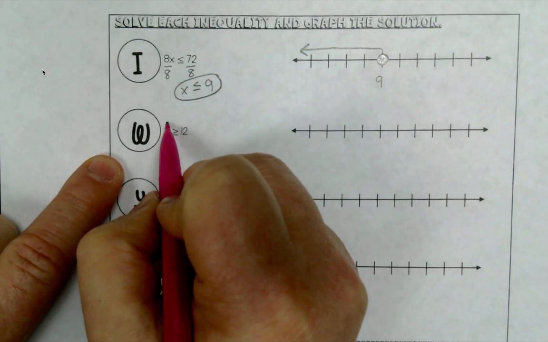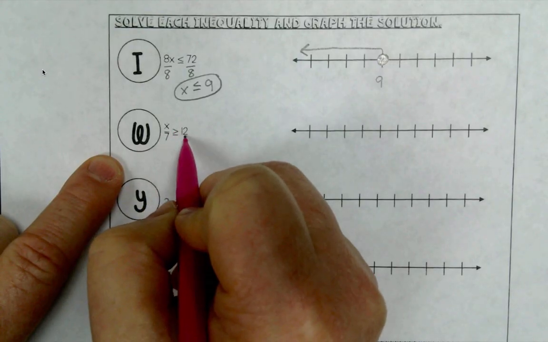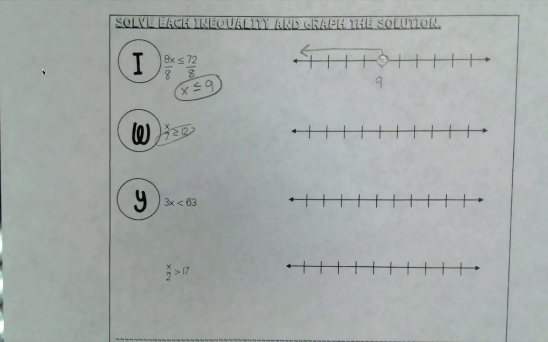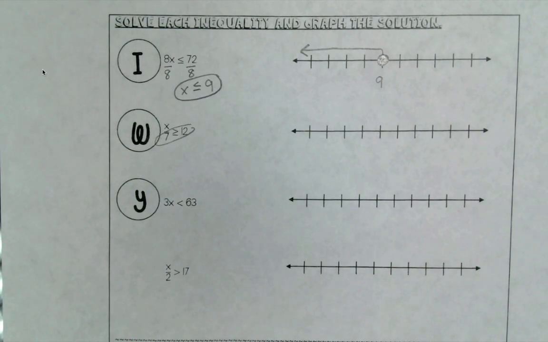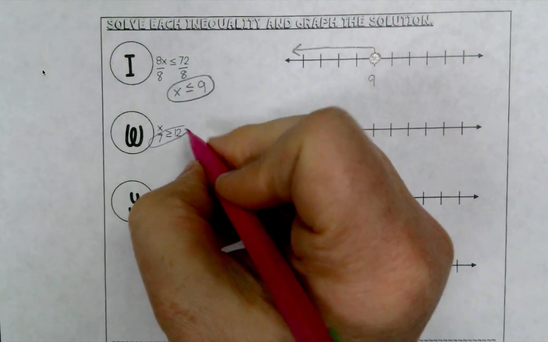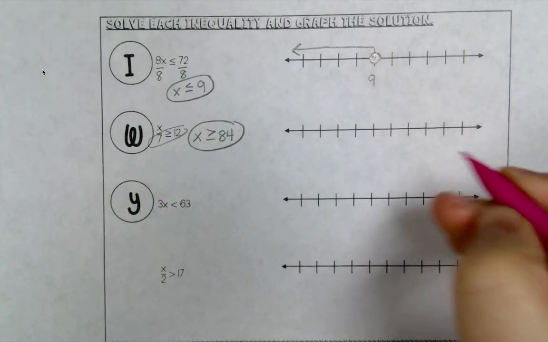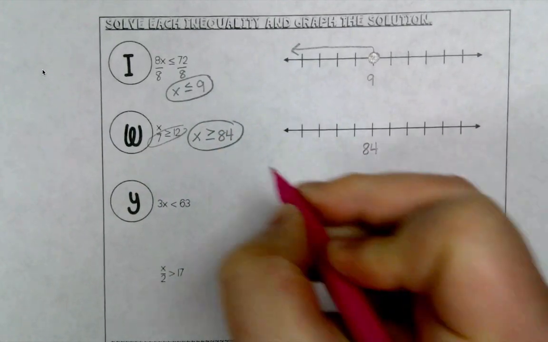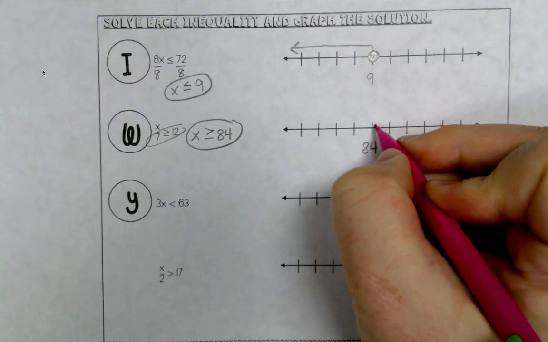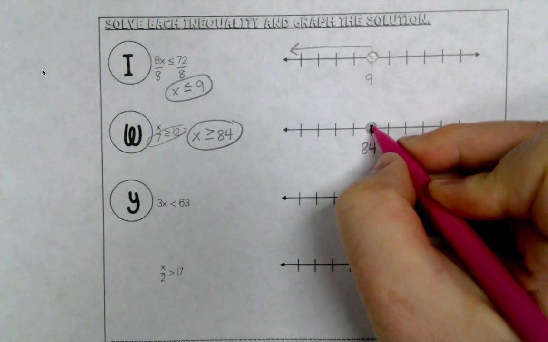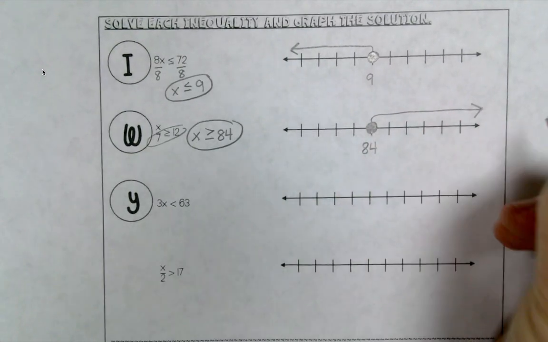My next one is x divided by 7 is greater than or equal to 12, so I'm going to multiply 7 and 12. I don't know the answer to that. Oh my gosh. Is it 72? Oh my gosh. I know. 12 times 7. It's 84. So x is greater than or equal to 84. 84 goes in the middle. Greater than or equal to means a closed circle above my 84. And then pointing to the right because x is going to be bigger.